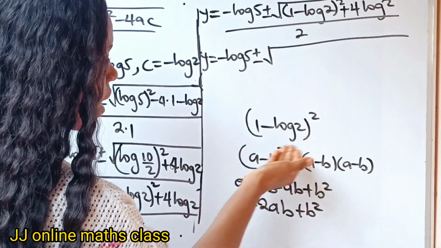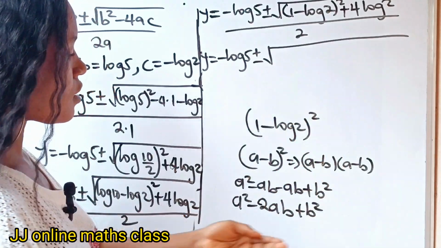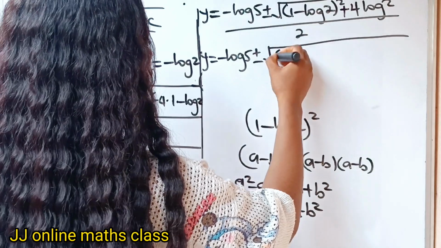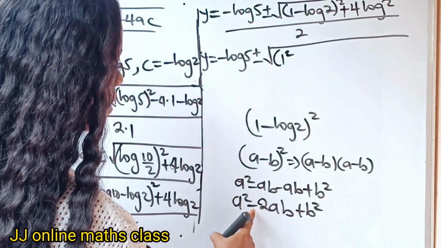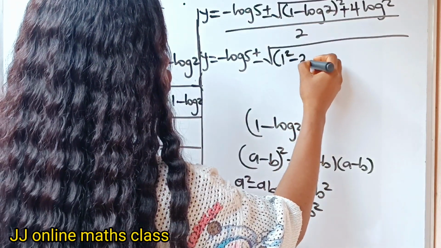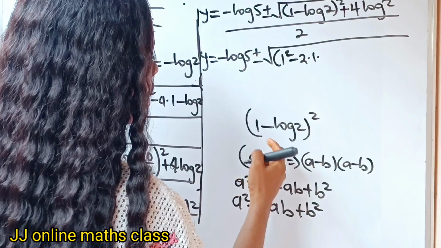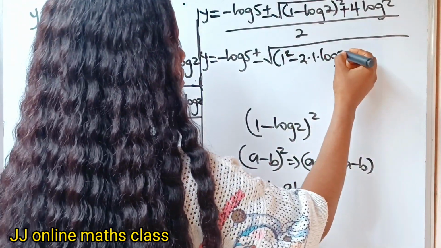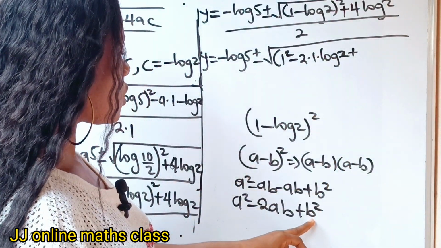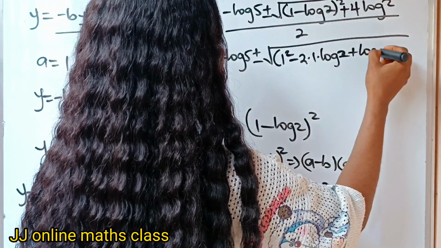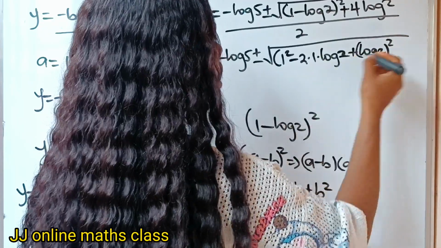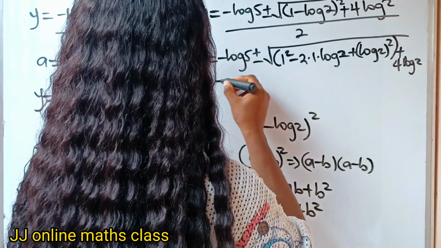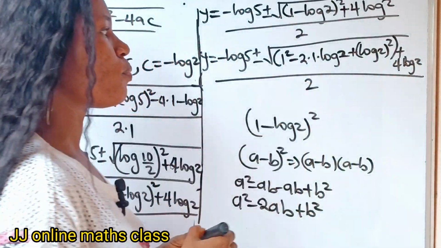So that means that if we should expand this, we are going to get this. Now let's use this format and rewrite this. So it's going to be a squared, that is 1 squared. So we are going to have 1 squared, minus 2ab. Our a is 1, remember, and our b is log 2, right? Log 2. Plus b squared, plus our b is log 2, that is log 2 squared. Plus 4 log 2, everything divided by 2.